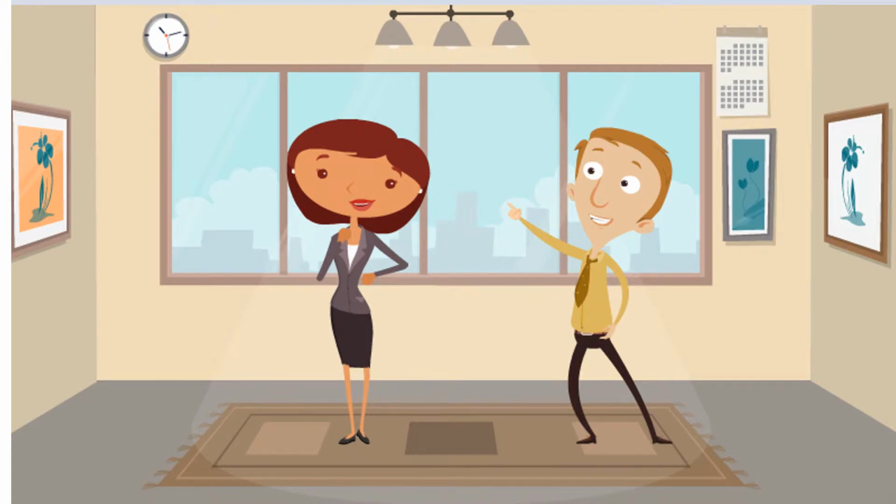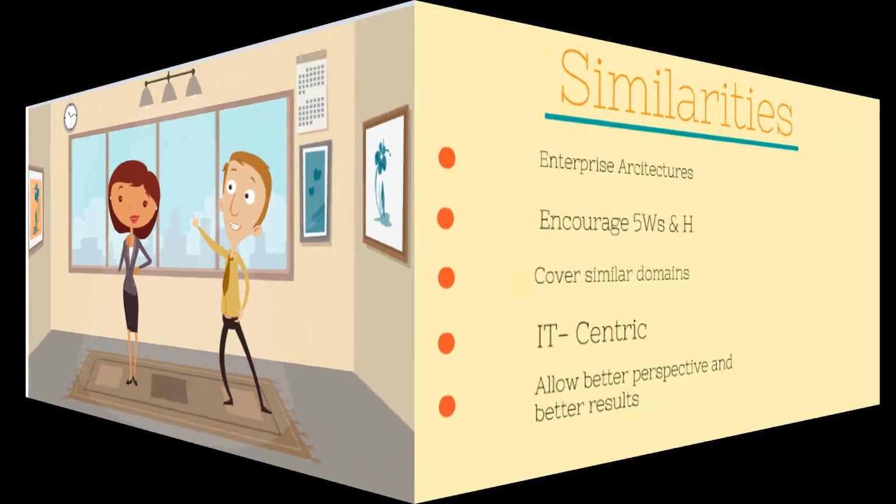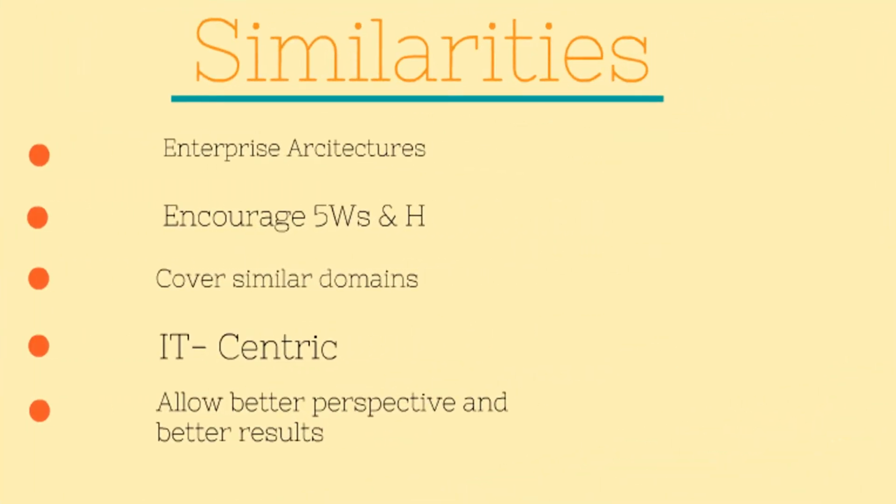The similarities between Zachman and Togaf is that we are both enterprise architecture frameworks. We both encourage a thorough coverage of what, why, when, who, and where questions while working down from strategy to implementation. We cover similar domains, including business drivers, business process, data, information, location, technology implementations, and networks. We are both IT-centric, meaning we need to expand to cover non-IT business context.